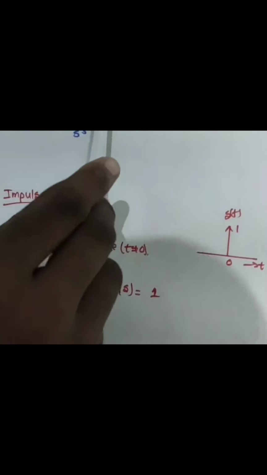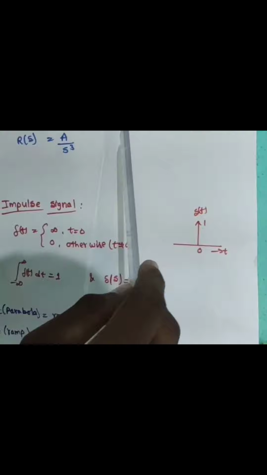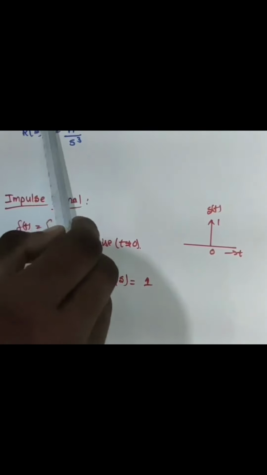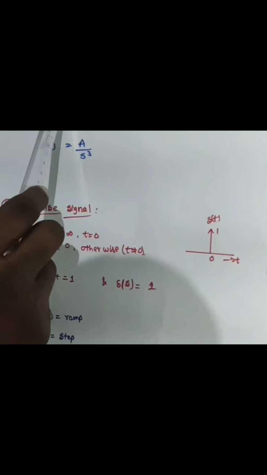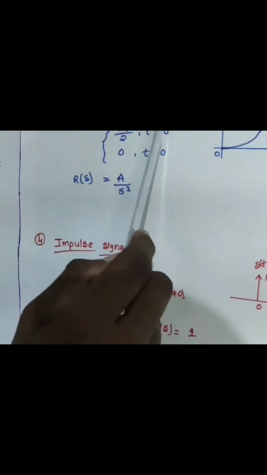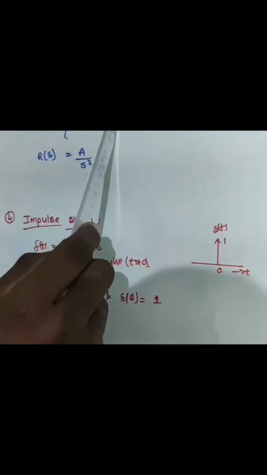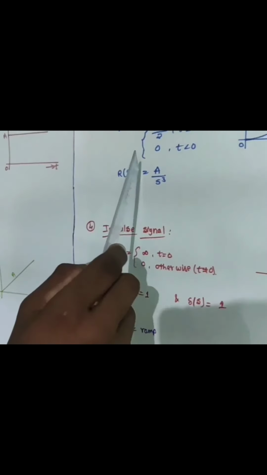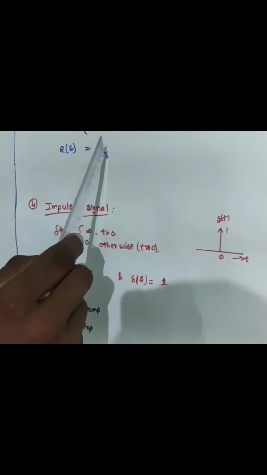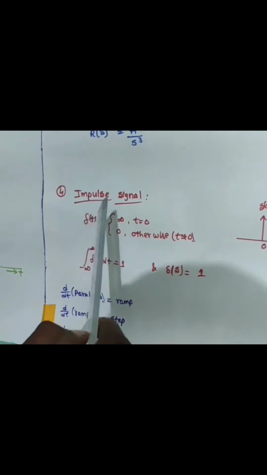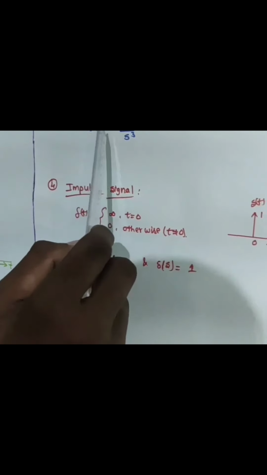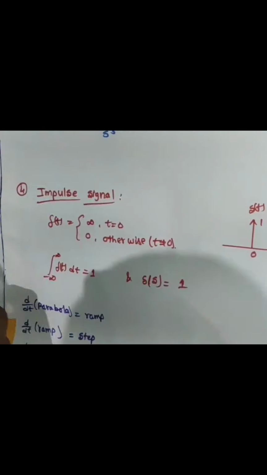The parabolic signal has a constant acceleration. This is one order faster than the ramp signal. Here r of t is equal to At square by 2 when t is greater than or equal to 0, and 0 when t is less than 0. Therefore the Laplace transform of r of t is equal to A by s cube. This parabolic signal is used to test much faster than the ramp signal.